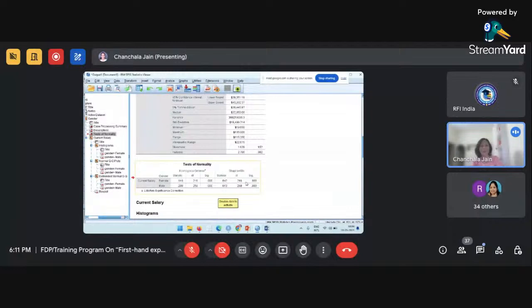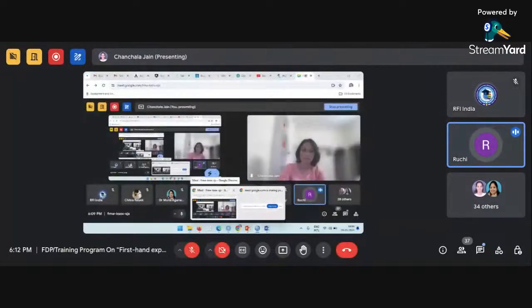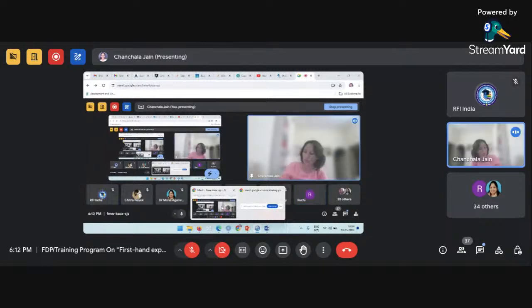So, I have a question. What if for the female the p-value is less than 0.05, and for the male the p-value is more than 0.05? So in that case, salary will be normally distributed for male and not normally distributed for female.